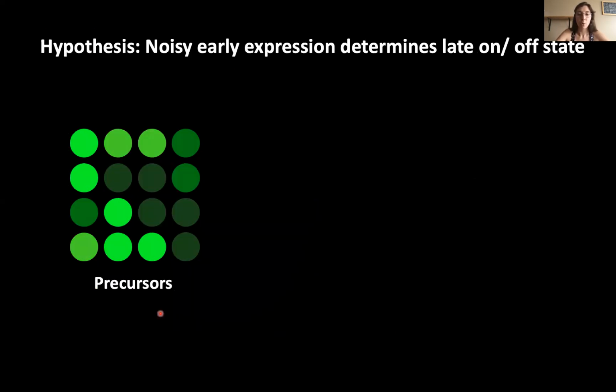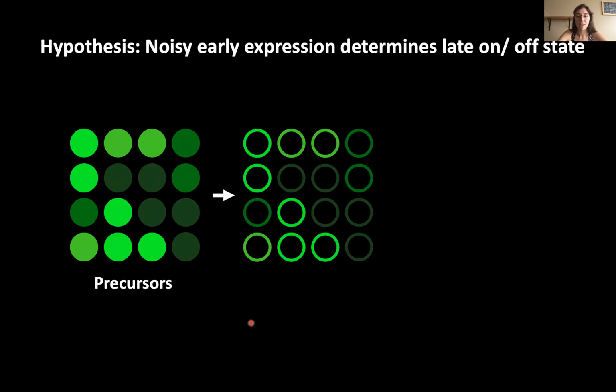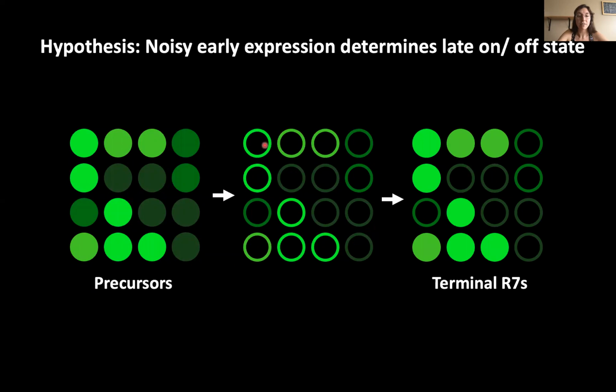For example, we predict that individual precursors express Spineless at different levels. This expression state is then retained as these cells differentiate. Cells then that had high expression in the precursor state will become on cells in their terminal state, while cells that had low expression early will become an off cell late.